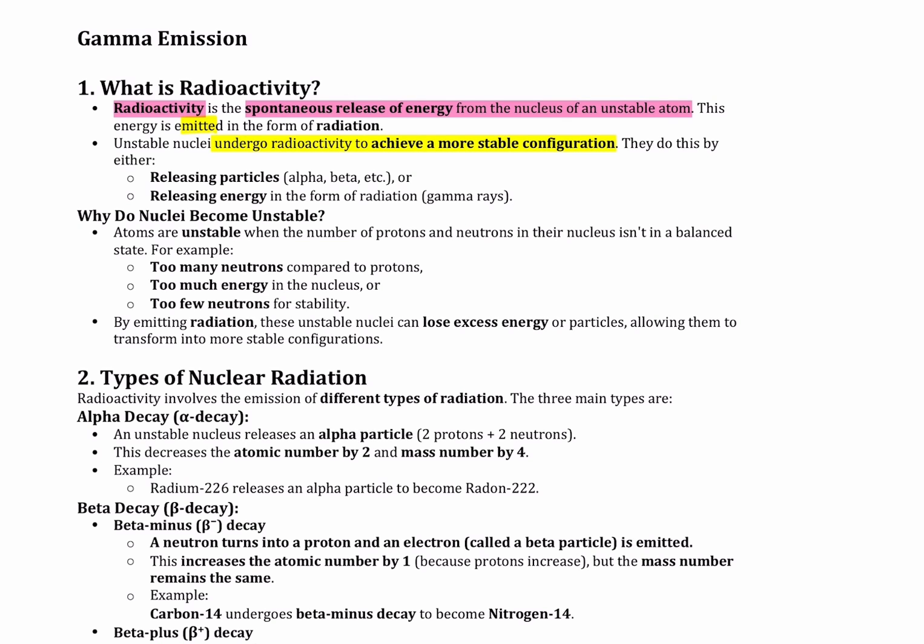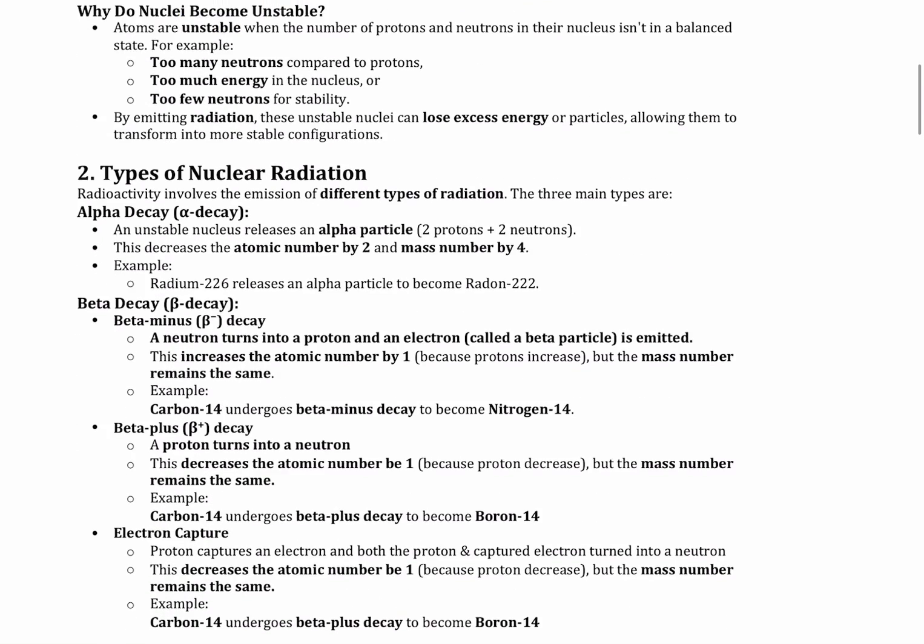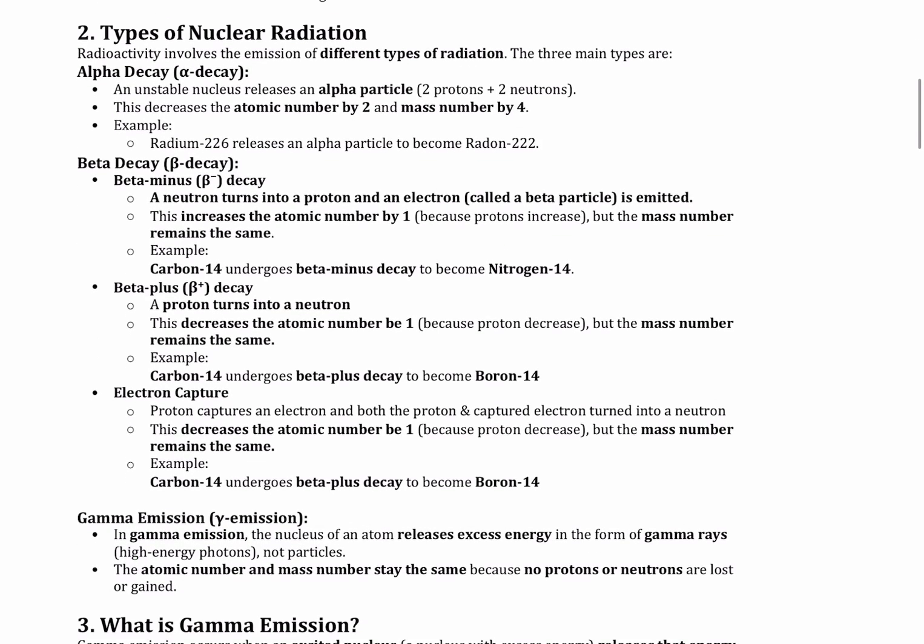Why do nuclei become unstable? Atoms are unstable when the number of protons and neutrons in their nucleus isn't in a balanced state. For example, if we have too many neutrons compared to our protons, or too much energy in the nucleus, or just too few neutrons for stability. By emitting radiation, these unstable nuclei can lose the excess energy or particles and transform into a more stable configuration. So let's look at the different types of nuclear radiation.